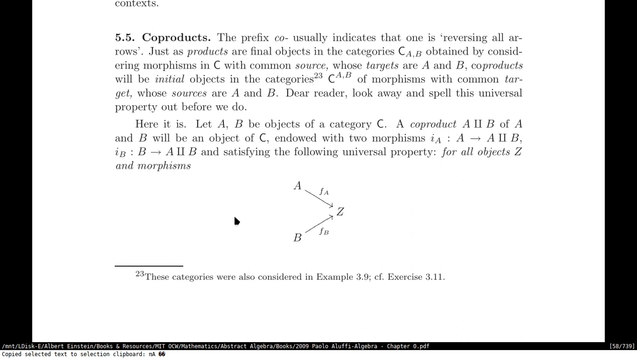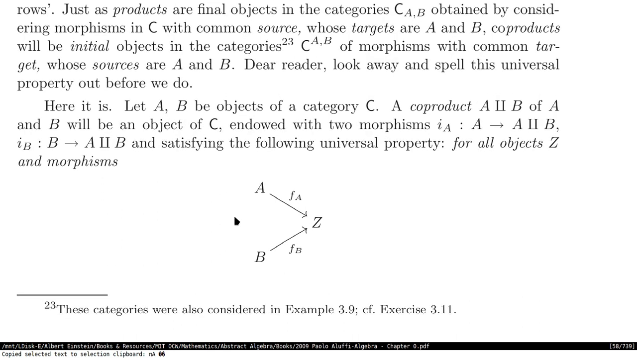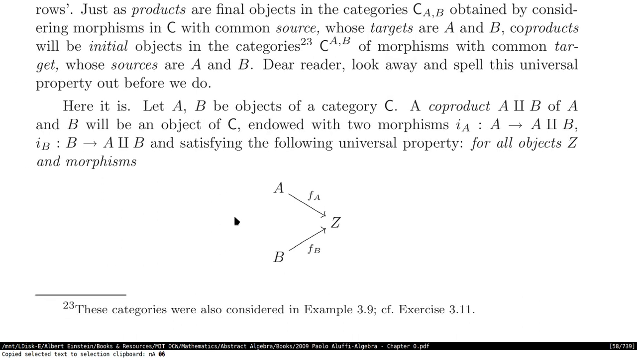Okay, so let's see. A and B are objects of the category. Then their co-product, A disjoint union B. This notation is for disjoint union. This will be an object of C, endowed with two morphisms, IA and IB, which go from A to this co-product and from B to this co-product. And they satisfy the following universal property.